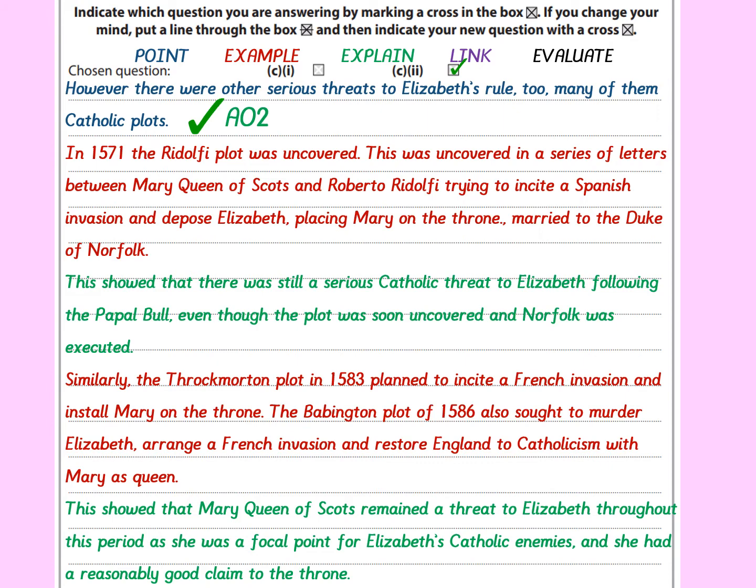So again, I get some more AO2 analysis marks for my point here, a bit of both for my examples and my explanation here, and I give further details and explanation too. Remember that AO1 is knowledge and AO2 is analysis. So I'm providing plenty of good knowledge, and I'm linking it back to the question as well. But also, I'm trying to be consistent here. I said right at the start that I thought that Mary Queen of Scots was a bigger threat, and I've mentioned her several times within these examples.